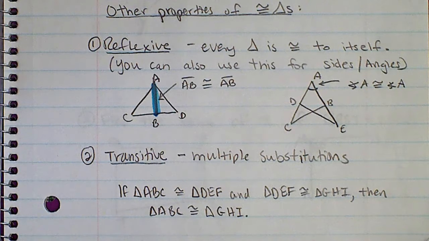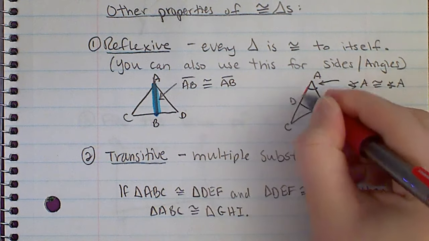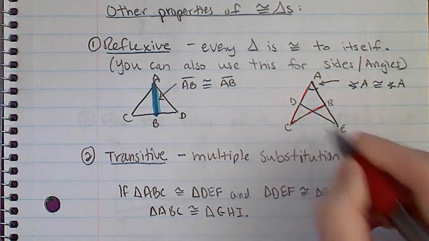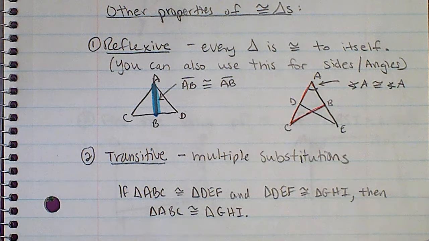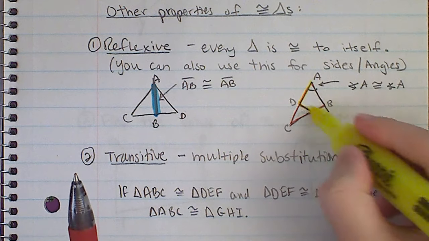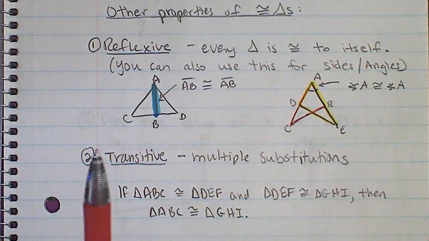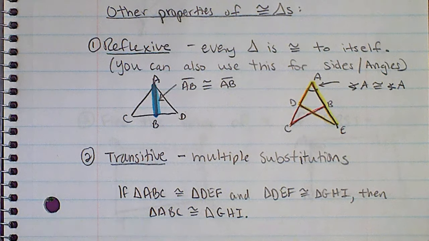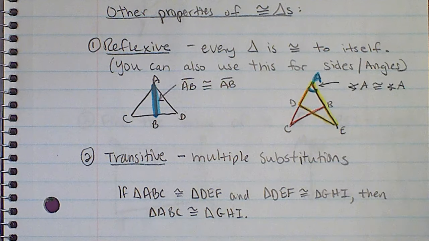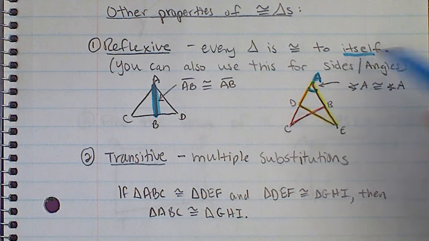Same thing in this diagram, which is a little bit hard to see. So let's say I have this red triangle, and then I have this yellow triangle that are overlapping. They share a common angle, and the common angle that they share is angle A. Now, no matter what I do, I can even separate these triangles, but A is always going to be congruent to A because it is itself.